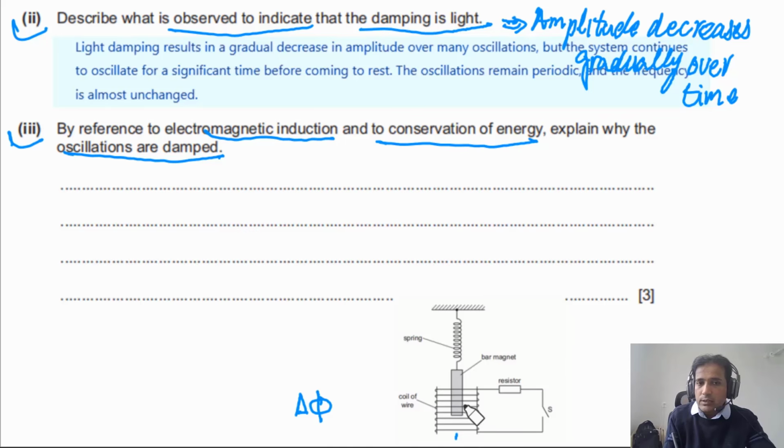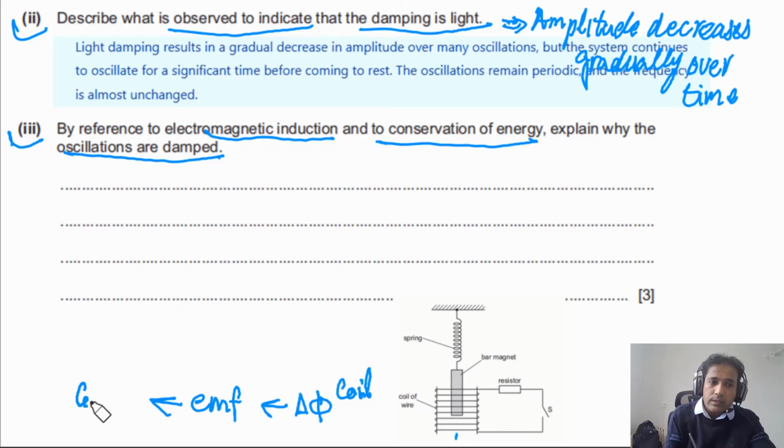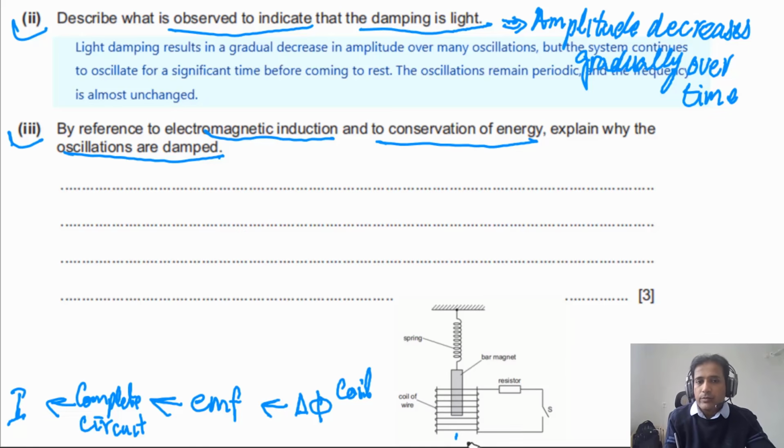There is a change in flux in the coil. As there is a change in flux in the coil, there will be an induced EMF. So I'll be writing it this way: there will be an EMF induced in the coil. So we are talking about the coil. As the coil is a complete circuit, there will be current in the coil and the current will pass through the resistor. So then electrical energy will be converted when current passes through the resistor.